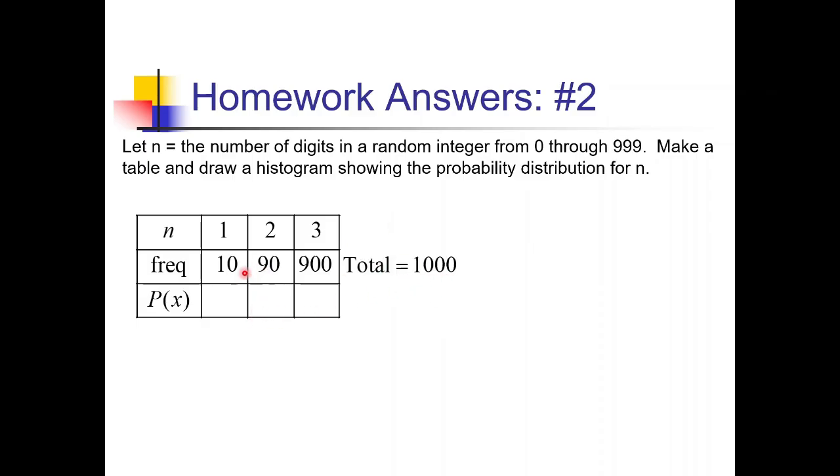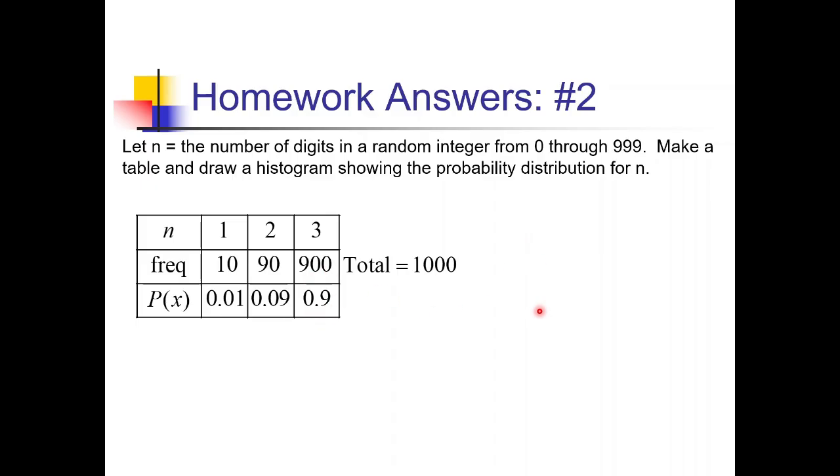So now for our probabilities, a 1-digit number is going to be 10 over 1,000. So we could do 1 over 100, or 0.01 if we want to make a decimal. And then for 90 over 1,000, that's going to be 0.09. And then 900 over 1,000 is going to be even easier. That's going to be 0.9.